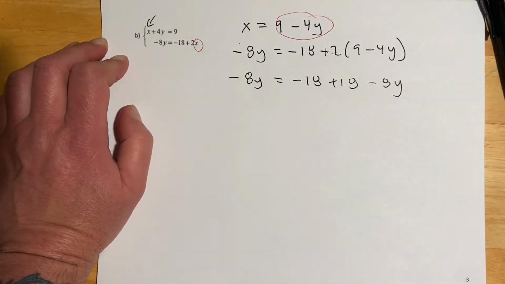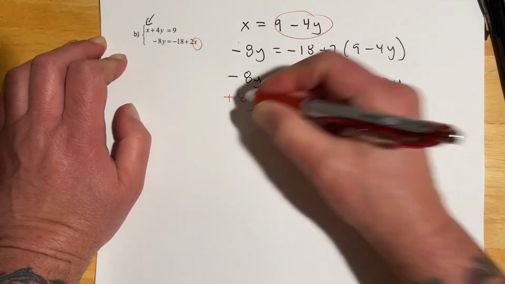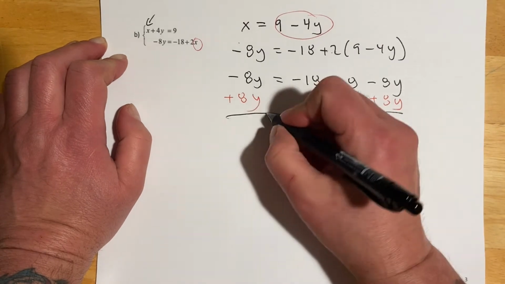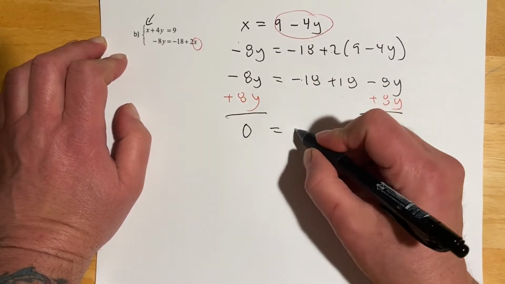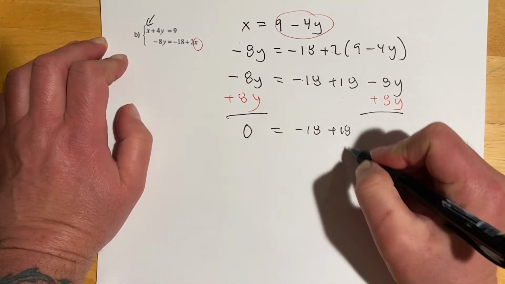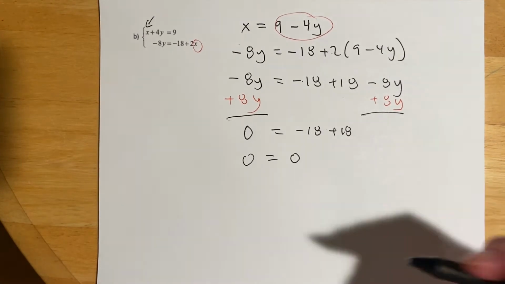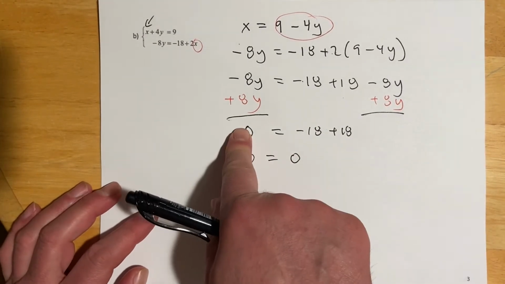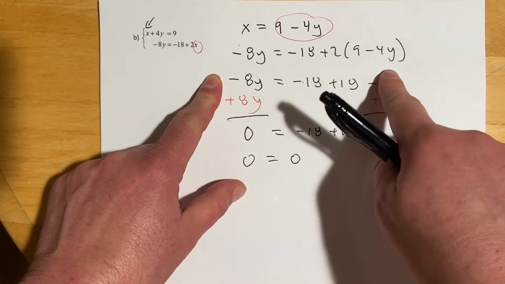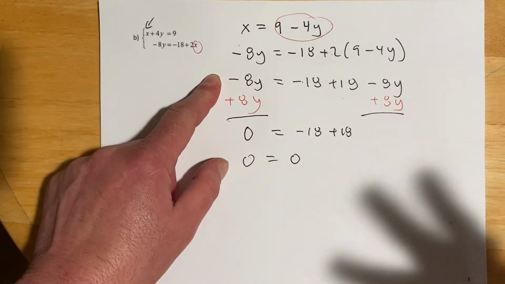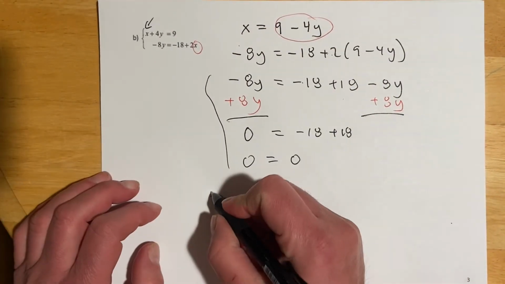So then let's say I brought this 8y over, just to show what happens. And minus plus, so that would be 0, equals negative 18 plus 18, which is 0. And that's what I meant by we'll end up with something that looks like 0 equals 0. I could have also brought this over and said 18 equals 18. Or just over here, I could have said, hey, look, both sides are the same, which means they're the same equation. So whenever you can see that coming, that means you have a dependent system.